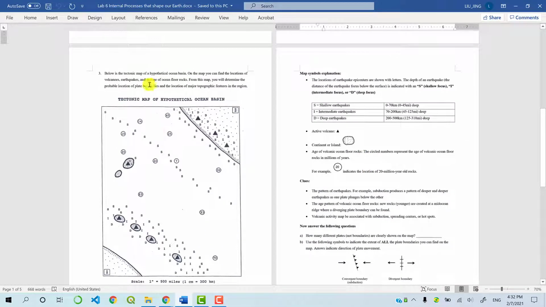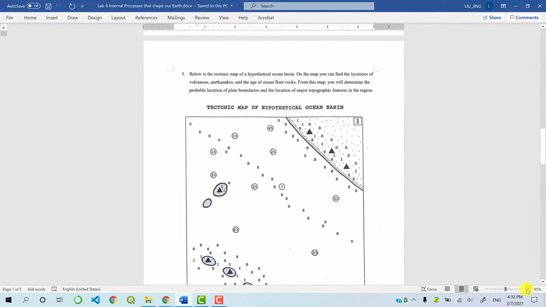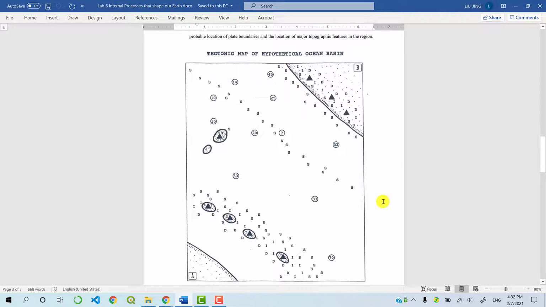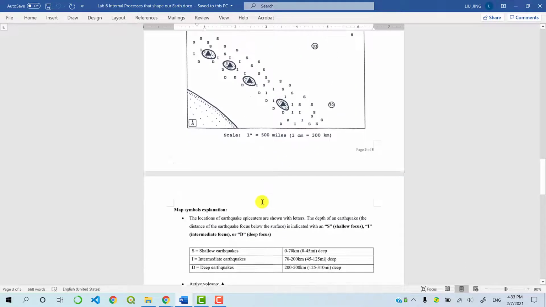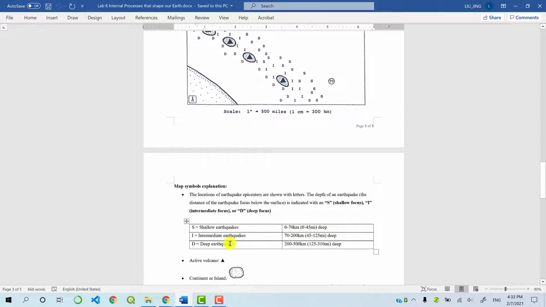Okay, so this is a tectonic map of a hypothetical ocean basin. Let me zoom in. You can see this is the land, this is another land, and in between is your ocean basin. And you can see you have a lot of symbols down here. Read these symbols.